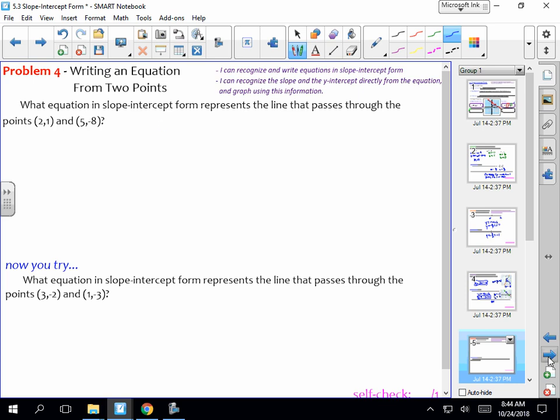But here, I want to get it into this form, right? mx plus b. Now, here's the thing. They didn't give me m, nor did they give me b. I have to find both of them. So how do I find m? This goes back to last lesson, right? Do you remember the equation we need for finding m?